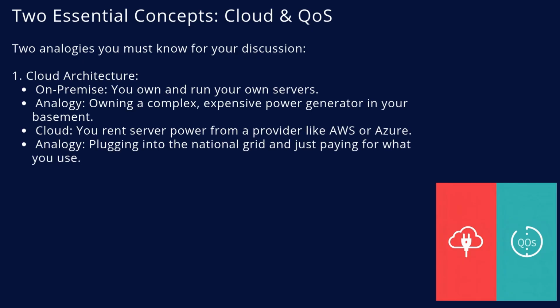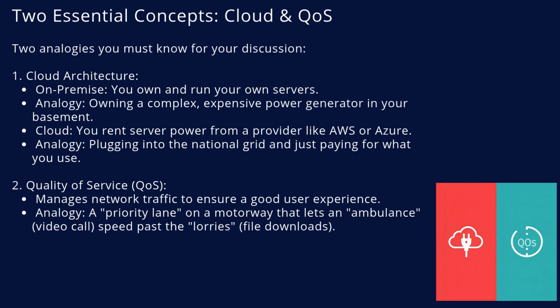First, cloud architecture. The old way was on-premise, which is like owning your own power generator in the basement. It's expensive, complex, and you have to fix it. The new way is cloud, which is like plugging into the national grid and just paying for the electricity you use. Second, quality of service, costs.